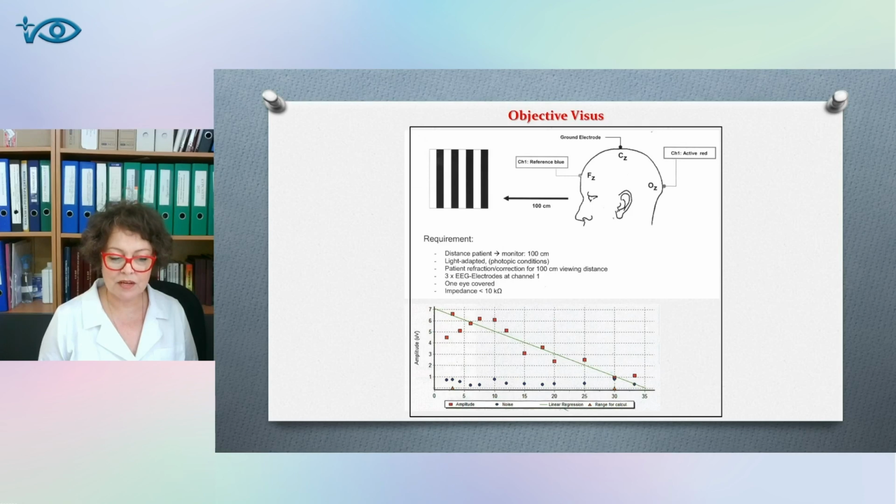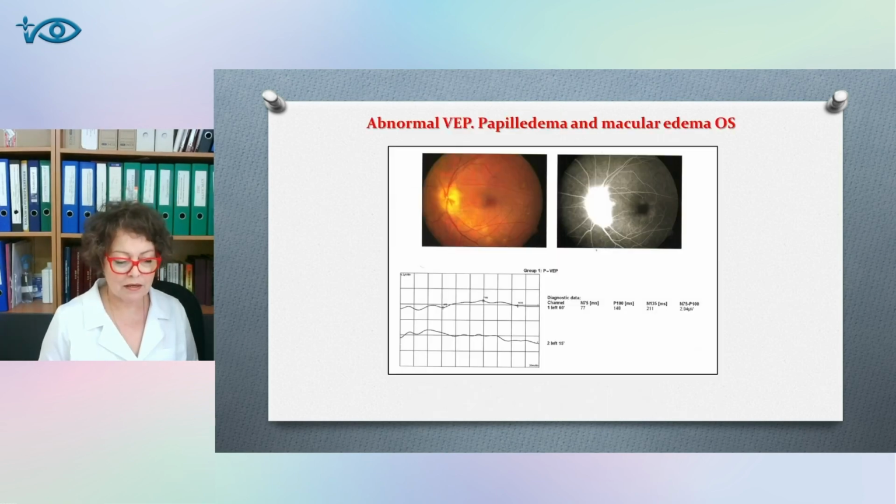Let me give you a few clinical examples demonstrating the bioelectrical characteristics of the visual analyzer obtained by recording VEP in parallel with photographs and fundus fluorescein angiography of patients. Here we can see a male patient with sudden vision drop and visual acuity of hand movement. The diagnosis is papillitis of the left eye. Color fundus photography showed papilledema with blurring border and macular edema.